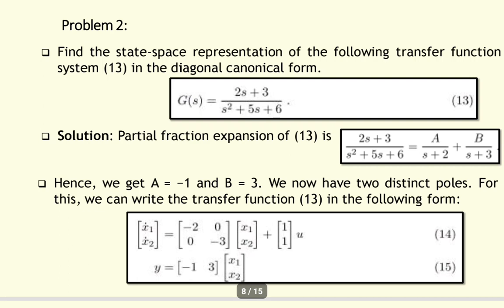These poles are minus 2 and minus 3 respectively. So diagonal means all the poles should be arranged as diagonal values. The A matrix contains all the poles arranged on the diagonal, and the rest of the elements will be 0. The principal diagonal contains the pole elements. One pole is minus 2, another pole is minus 3. That's why minus 2, minus 3, the dimension is 2, that's why x1 x2, and the rest of the elements are 0. And the input matrix, that is B, is always a unity matrix, 1 1.